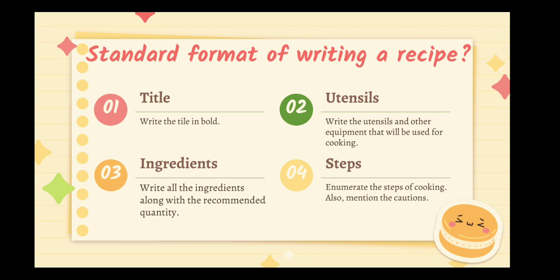Number two, list the utensils that the person will need to prepare the dish. Write the utensils and other equipment that will be used for cooking. Number three, ingredients. Write all the ingredients along with the recommended quantity. And finally, write the steps. Enumerate the steps of cooking. Also mention the cautions when you are listing the steps.